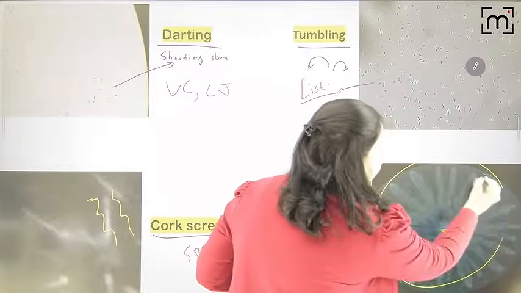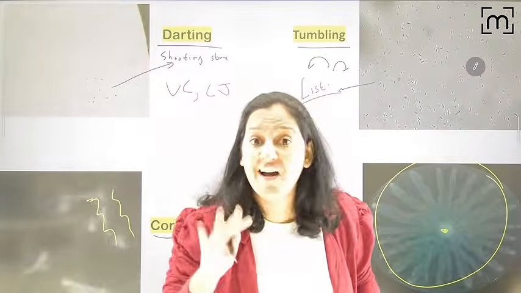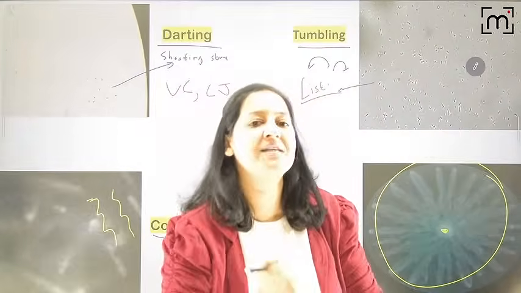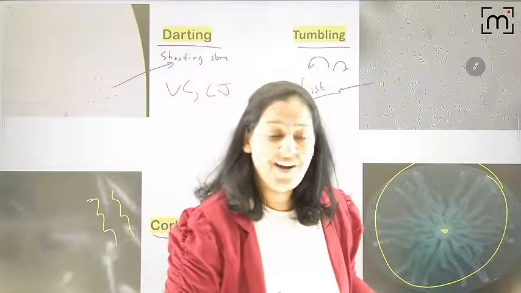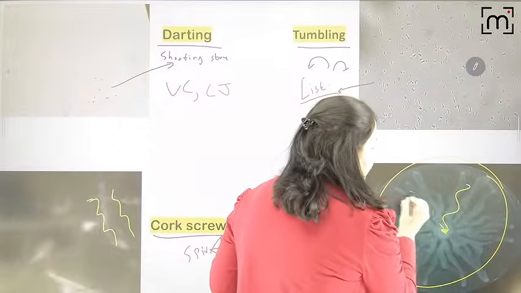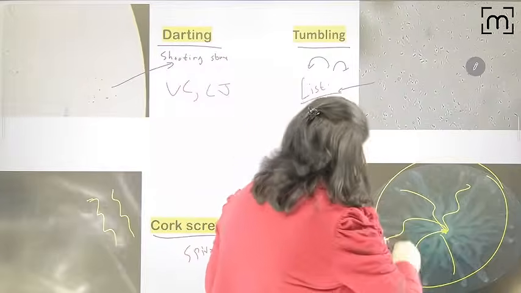This is our agar plate. We are inoculating one of the fast runners on the agar plate. What will happen? They will start running. Since they start running, they will produce waves over there. And the waves are known as swarming.